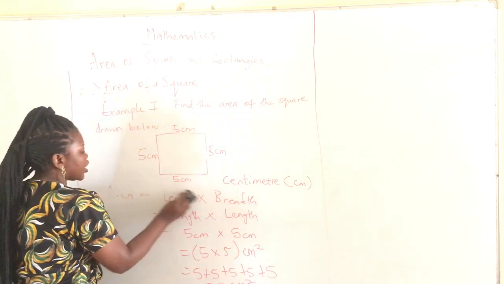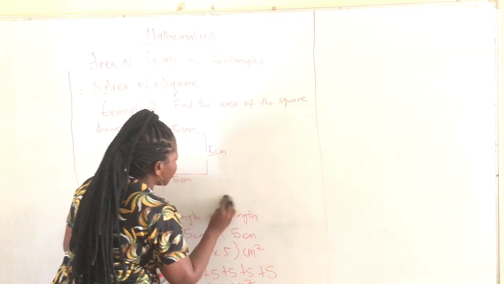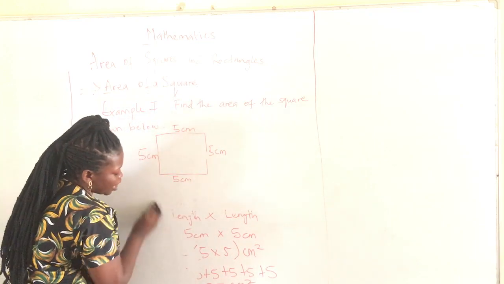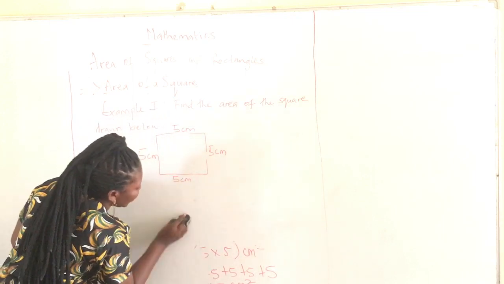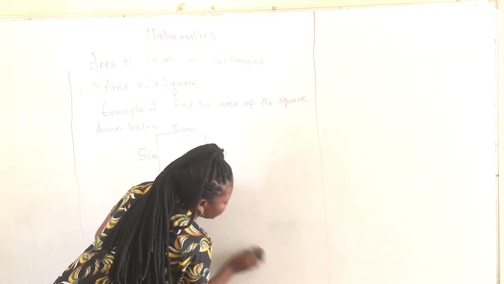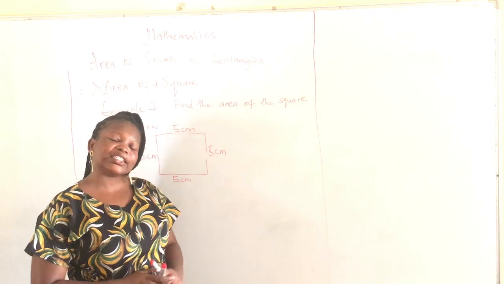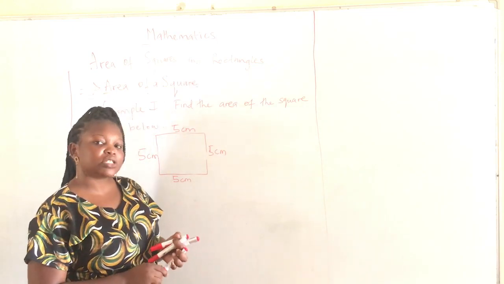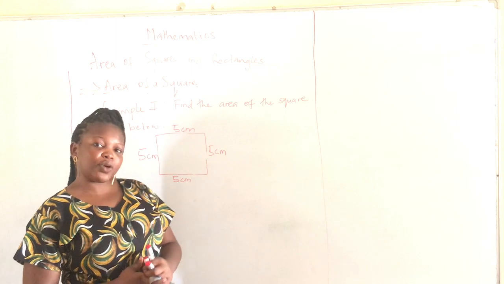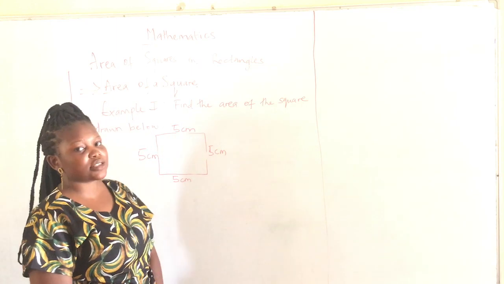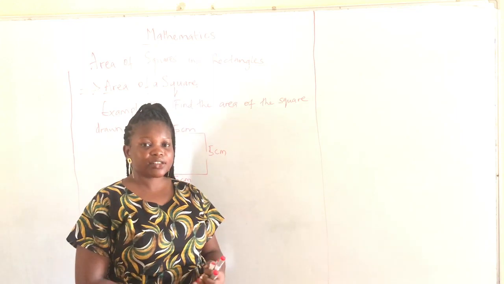Now let's see how we can find the area of this same square using another method. This method is called finding the area of a square by counting smaller units. In this method, we will consider 3 important steps.